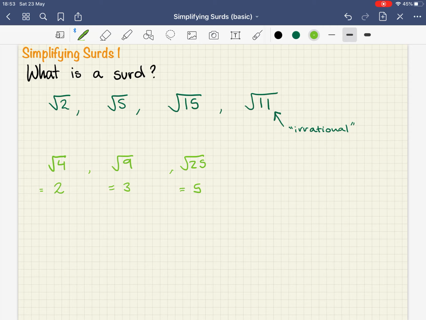So these numbers in my lime green here are what we call rational numbers, because they come out really nice and straightforward. However, these ones up here don't come out so nice, and they are stuck under the square root sign unless we have a calculator. But we can make some of these surds a little bit nicer to work with without a calculator, and that is where this idea of simplifying surds comes in. So why don't we start taking a look at a few questions.